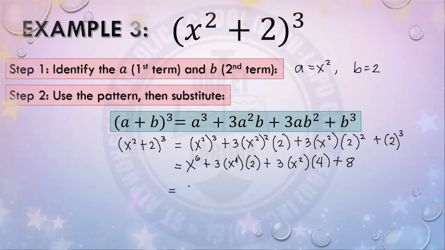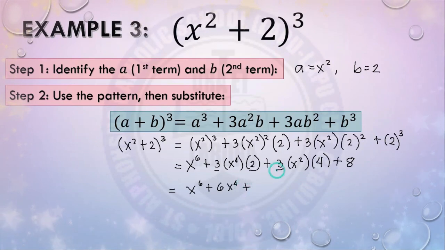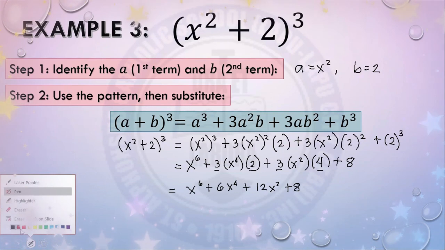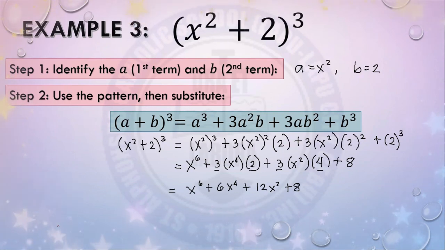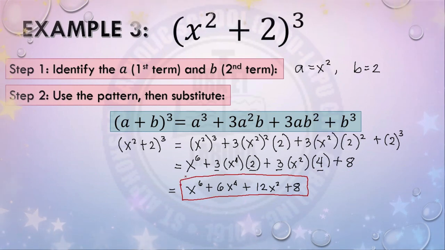Good. Now this time we will finalize our answer. We will multiply the numerical coefficients 3 and 2. The answer is 6 x to the 4th, plus 3 times 4, that is 12x squared. And copy the last term. Oh, we are done answering. We already have the final answer for example number 3. And our final answer is x to the 6th plus 6x to the 4th plus 12x squared plus 8. Very good. Now, that's all for the cube of a binomial. Thank you and God bless.